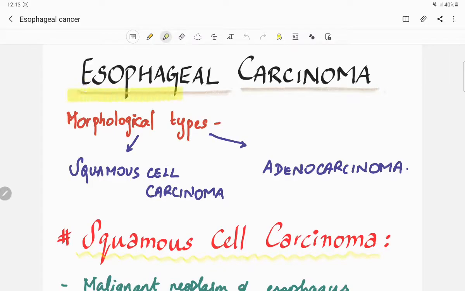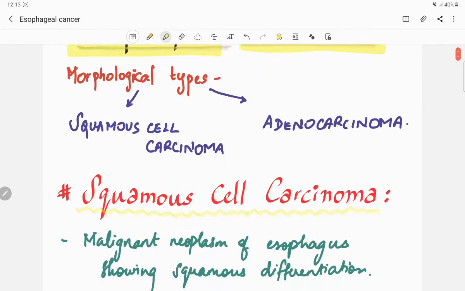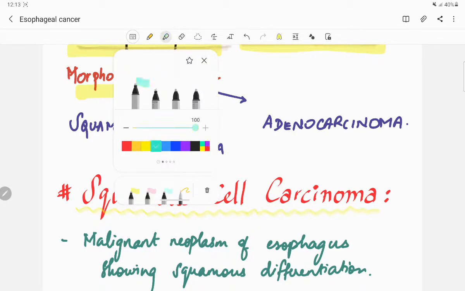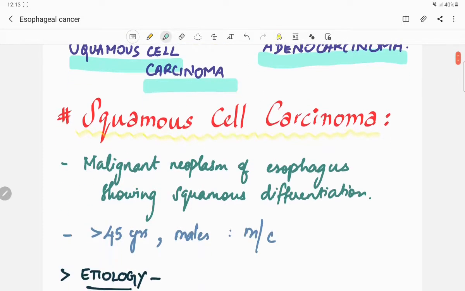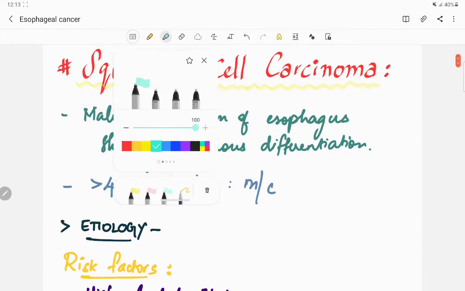Let's see about esophageal carcinoma. There are two morphological types of esophageal carcinoma. They are, one is squamous cell carcinoma and the other is adenocarcinoma. First, let's see about the squamous cell carcinoma esophagus.